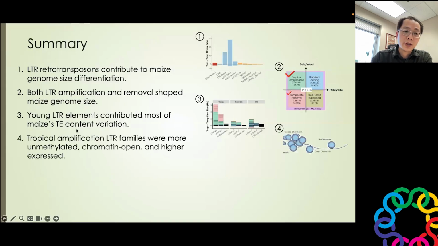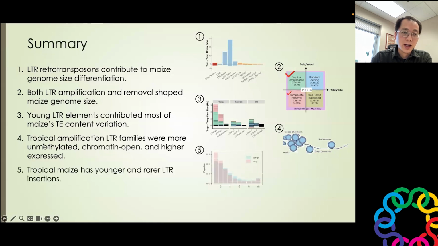And the tropical amplifying LTR families were more unmethylated, chromatin open, and highly expressed, which may have been driving their activity. And the reason why they are more active is likely due to this R gene arms race. And we also observe a smaller genome size in temperate genomes, likely contributed by removal. The removal dynamic can be solo-to-intact ratio, and also some may be contributed by this bottleneck effect.